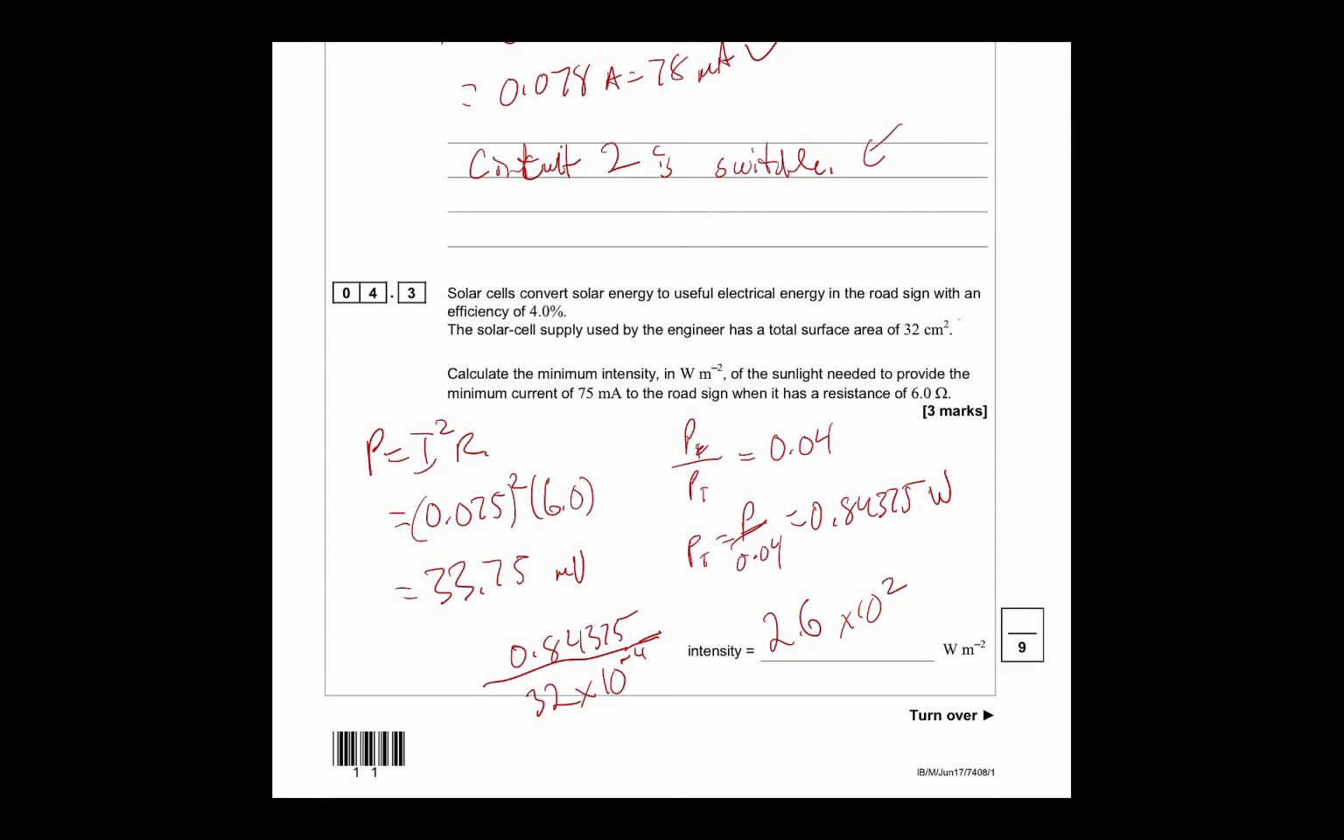So you can see I was already saying that 2,600 watts per meter squared is more than double noontime at the equator solar radiance. So yeah, this is much more reasonable: 260 watts per meter squared. So just watch your powers of 10 there. Don't make mistakes like I did. All right, that's question 4.